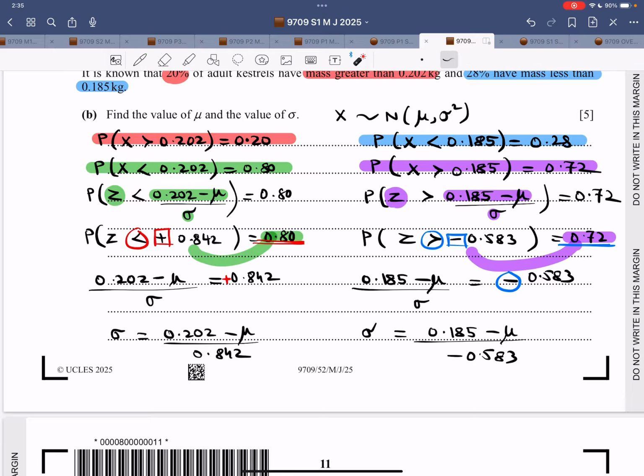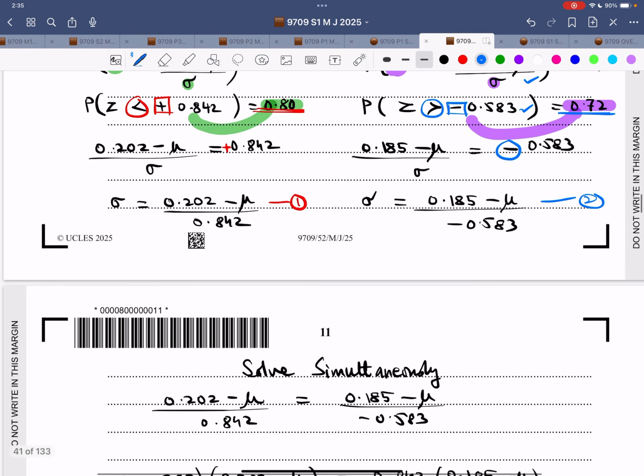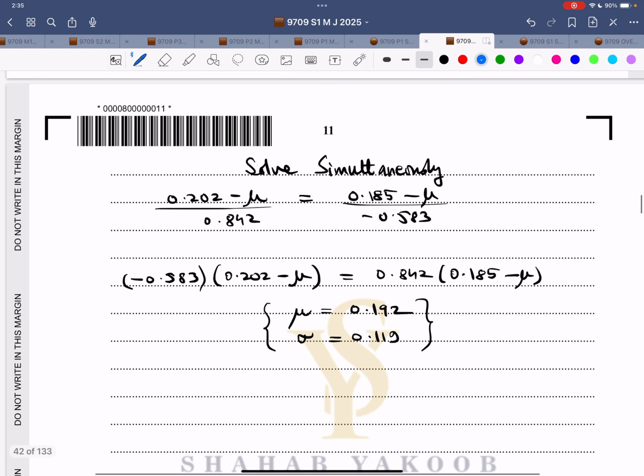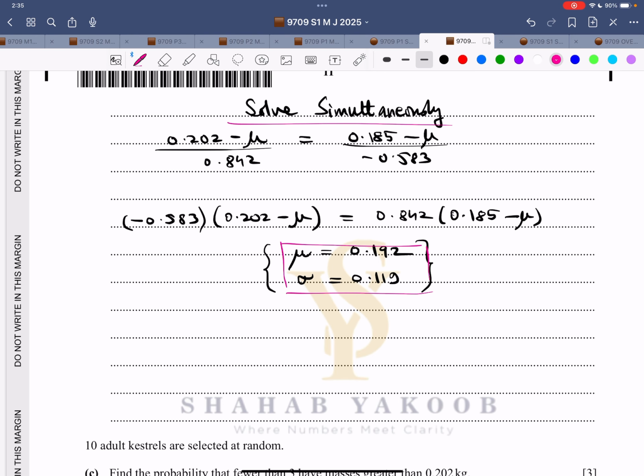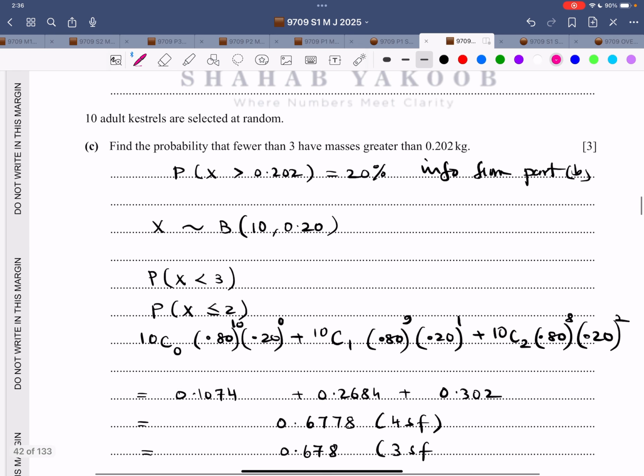So now we compare this with this. That's equation number 1. So let me write over here, that is equation number 1. And we compare this with this, and that is equation number 2. They both are equal to sigma. Solve simultaneously. When we solve simultaneously, we show some of the working, and I have written the answer down. Mu is this thing, sigma is this thing. Again, these answers are given to 3 significant figures.